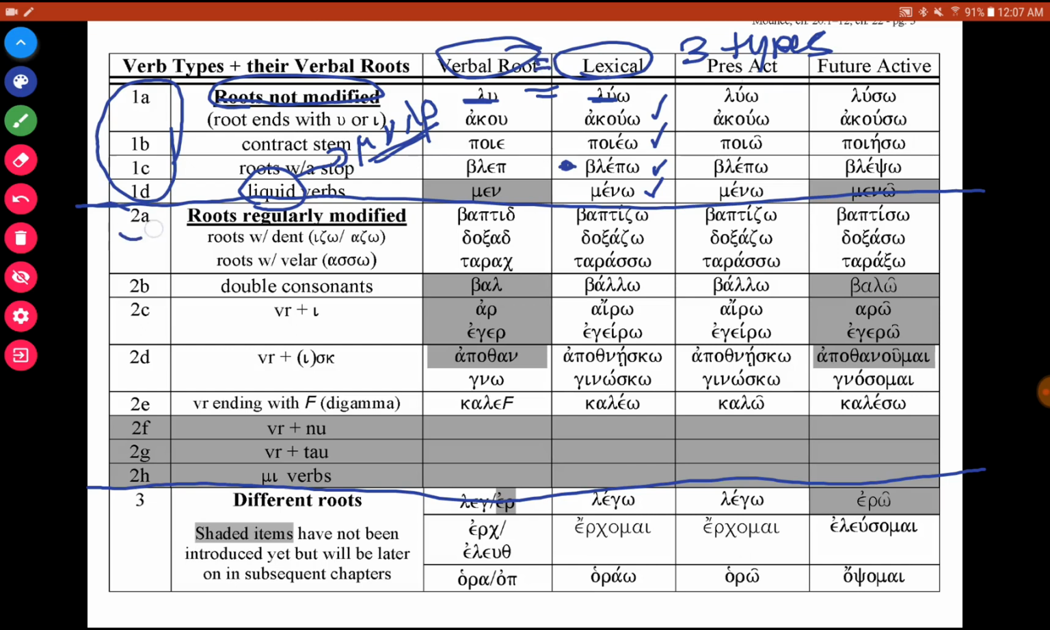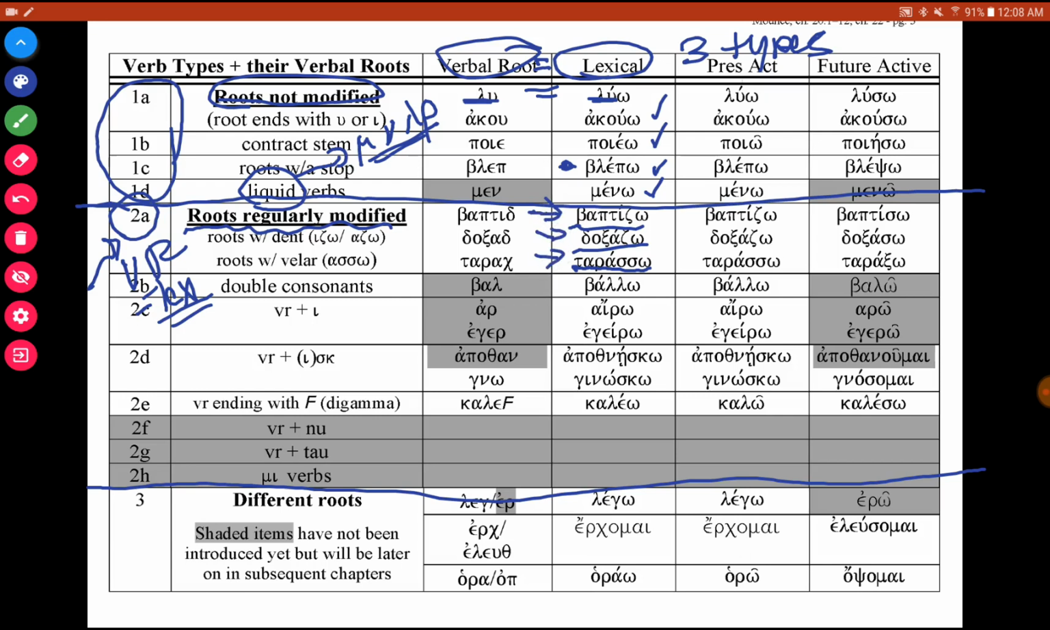But type 2 is what you've been introduced to with some verbs, and you're going to be introduced to a lot more of them for this module, where the roots are regularly modified. In other words, the verbal root and the lexical stem are not the same. And so we have some stop verbs like baptizo and doxazo, and this is a word that you haven't seen yet, tarasso, but you will learn it. Those verbs that are stop verbs, they end in a velar or a dental or bilabial. Some of them have verbal roots that are different, so they're not the same.